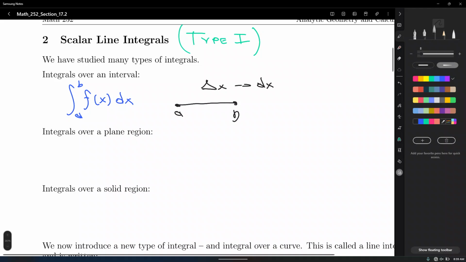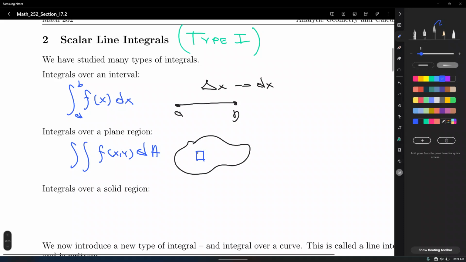Then we made it more interesting in this class, and we integrated over a plane region. So that means that's the double integral of some function f of x y dA, where in this case we have some plane region. But what did we do right here? Didn't we partition this region into infinitely many squares whose length, what is that? Delta x by delta y.